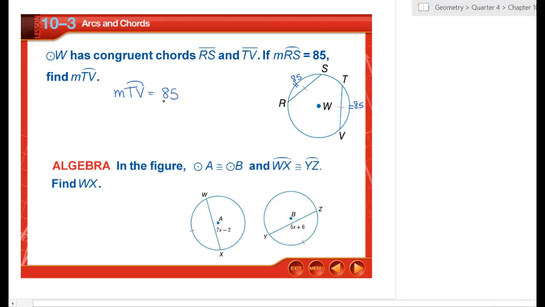Alright, here we know we have congruent circles, and that arc WX is congruent to arc YZ. So I want to figure out what is the length of chord segment WX. So the arcs are congruent, therefore the chords are congruent. So to find WX, I need to know what x is. So I'll just set those equal to each other. 5x plus 6 is equal to 7x minus 2. And solve.